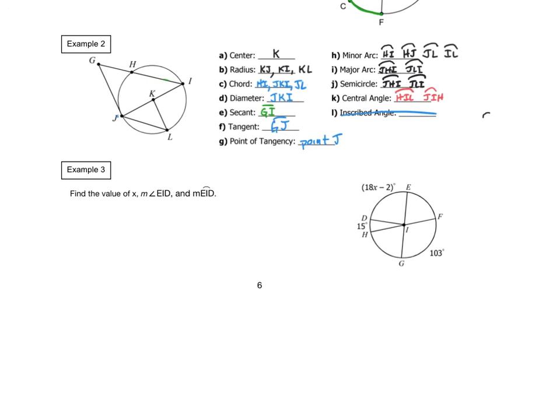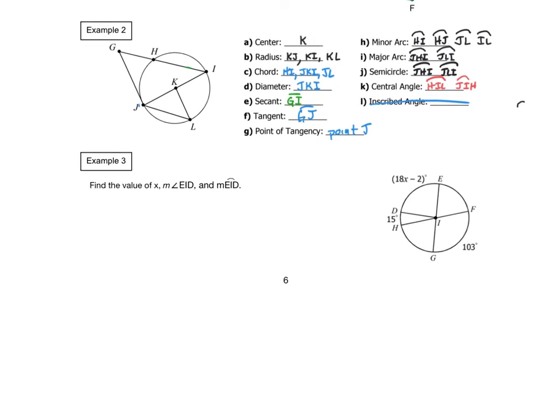And then finally, this last example, we're going to throw a little bit of algebra into our geometry, and it says find the value of x. We want to find the value of angle EID, which is going to be this angle right here, and then what is the arc length of EID? So with that, I'm looking at vertical angles. I have this diameter and this diameter, and they form two vertical angles right here. So I know that angle FIG is congruent to angle EIH.